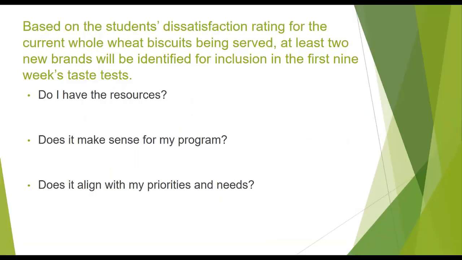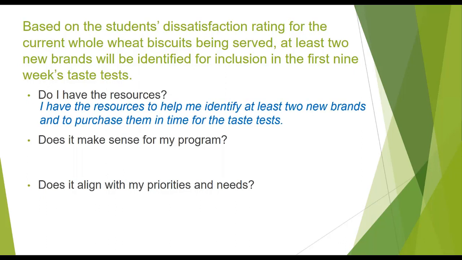Let's again consider a sample goal. Based on the student's dissatisfaction rating for the current whole wheat biscuits being served, at least 2 new brands will be identified for inclusion in the first 9 weeks taste tests. Does it meet the relevant criteria? If so, we should be able to answer these questions. Do I have the resources? Yes, I have the resources to help me identify at least 2 new brands and to purchase them in time for the taste tests.